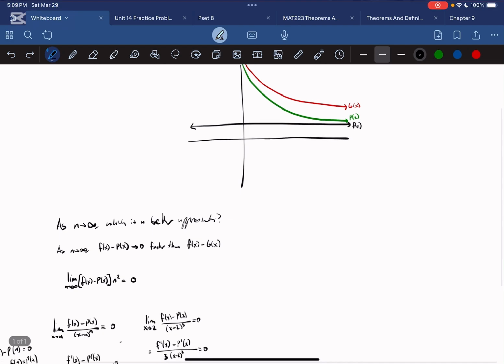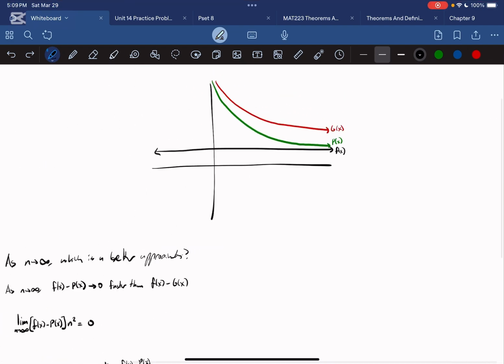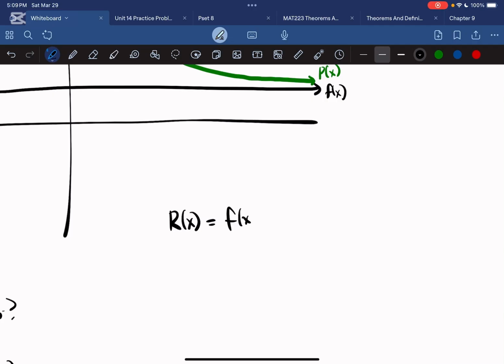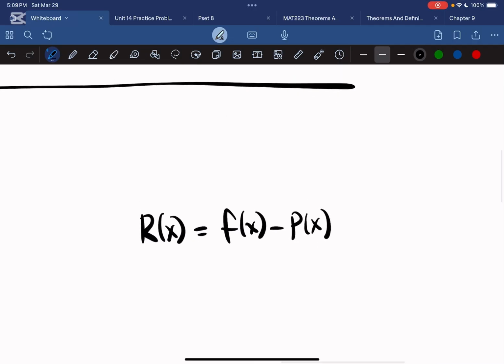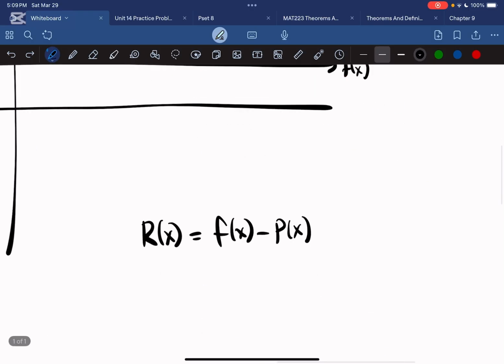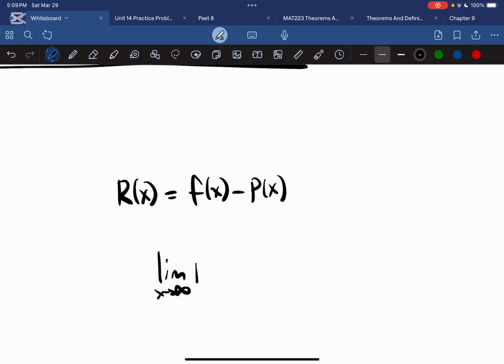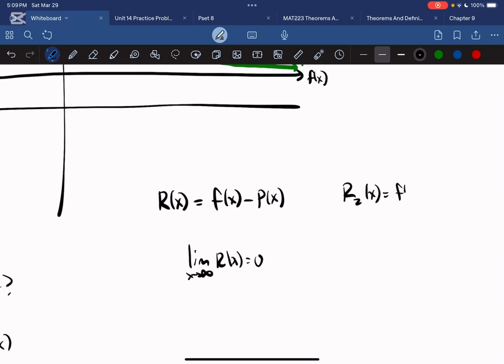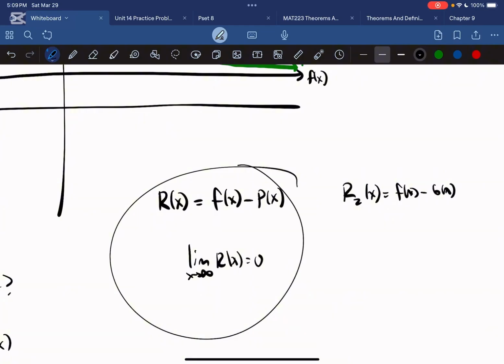So this is where I want to introduce some ideas. If we define the remainder, let's call it r at x, equal to f at x minus p of x. This is the remainder. So at this point it's this much, at this point it's this much, at this point it's this much. We're going smaller and smaller and smaller. So obviously the limit as x goes to infinity of r at x is going to be 0. That's pretty obvious. But that's the case for g of x too. If we define r2 of x equal to f of x minus g of x, this also is the same. So how do we know that this one is a better approximation?